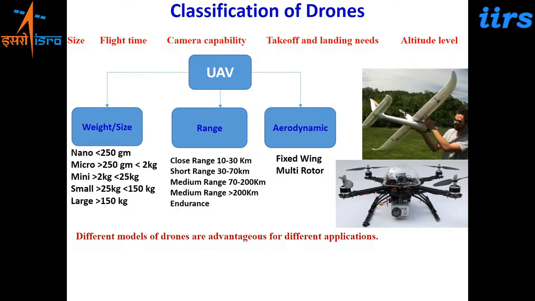Then based on the aerodynamics, we have fixed wing and the multi-rotor. Now, fixed wings look like a normal aircraft which you fly, which you board, which you go to different places, like an aeroplane. And the multi-rotor is more of a helicopter, which has multiple rotors which help it to fly.